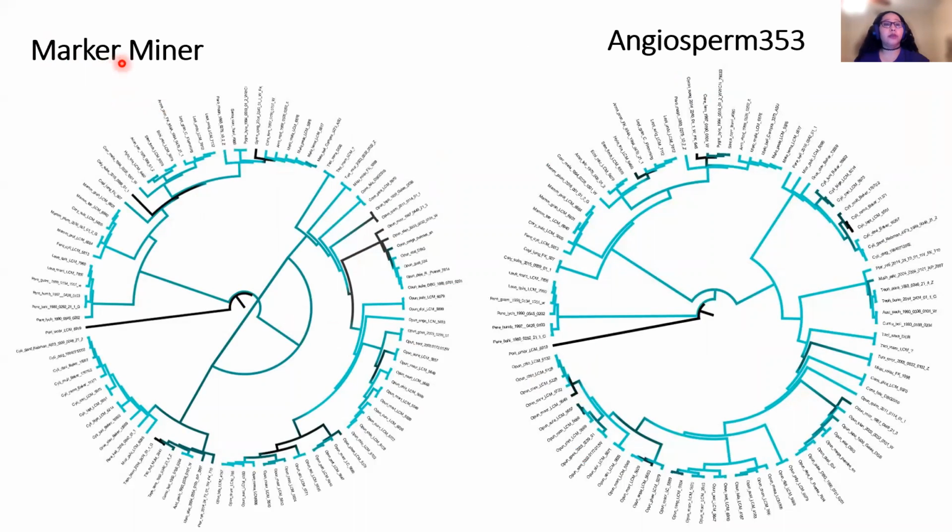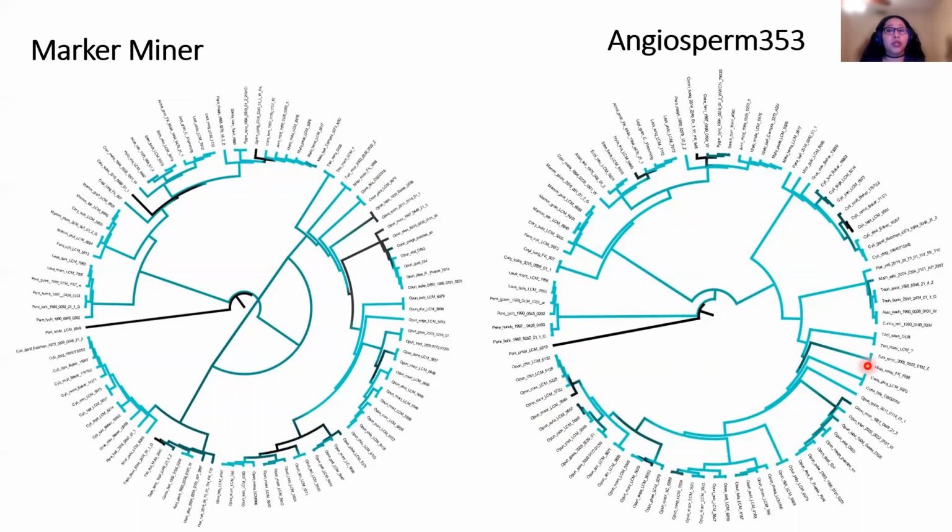And the same here, Marker Miner versus Angiosperm 353. These are support values shown in the tree. The lighter the color, the higher the support. The darker the color, the lower the support. And you can see, hopefully, just by comparison, that Marker Miner tends to have lower support nodes at the medium and deep levels, and Angiosperm 353 shows low support at very shallow levels overall.